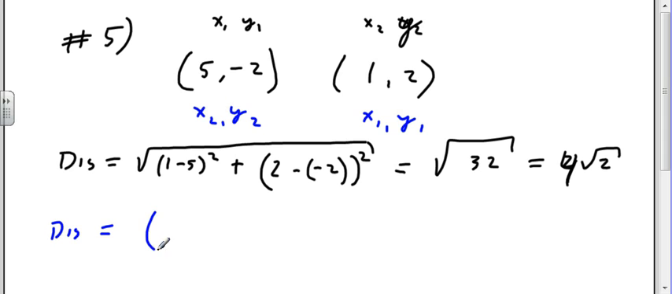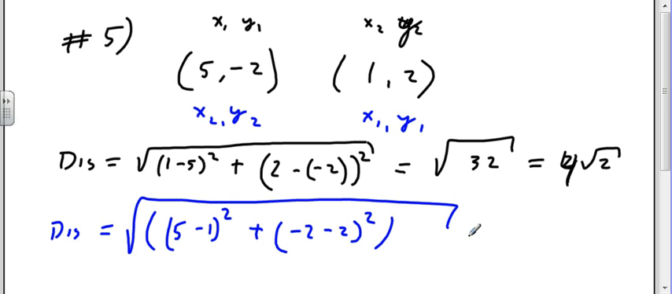Distance is equal to 5 minus 1 squared plus minus 2 squared, and I have too many parentheses now, square root, and that's going to be 4 squared plus 4 squared, the square root of 32, which is still 4 square root of 2, because the order doesn't matter, right?